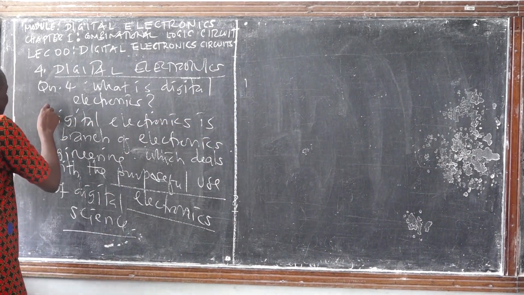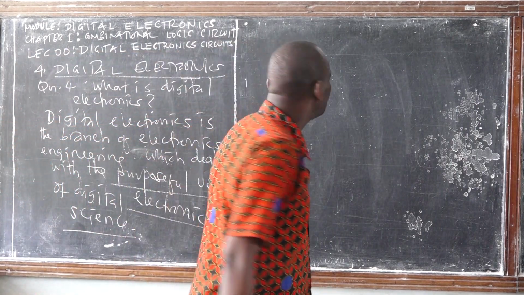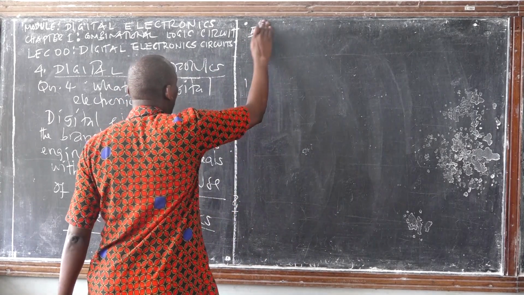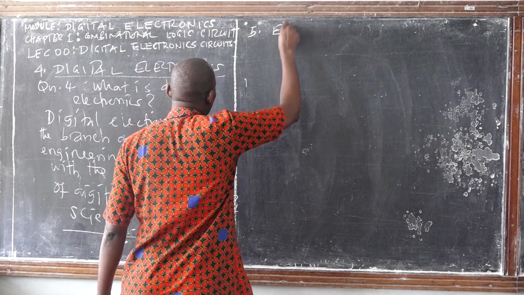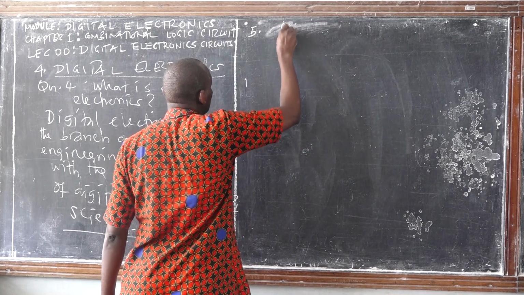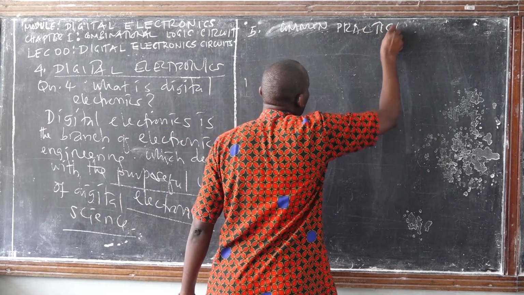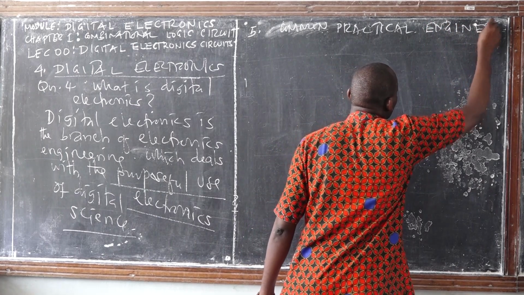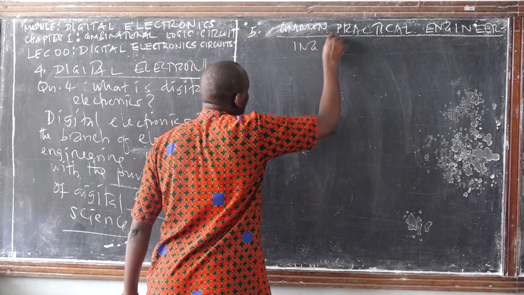Okay, so these are the 4 terminologies that I want to build in your mindset. Then, I have another key point before I take you into digital electronics, and this is the point that you have to understand. Number 5. We call it the common practical engineering language.